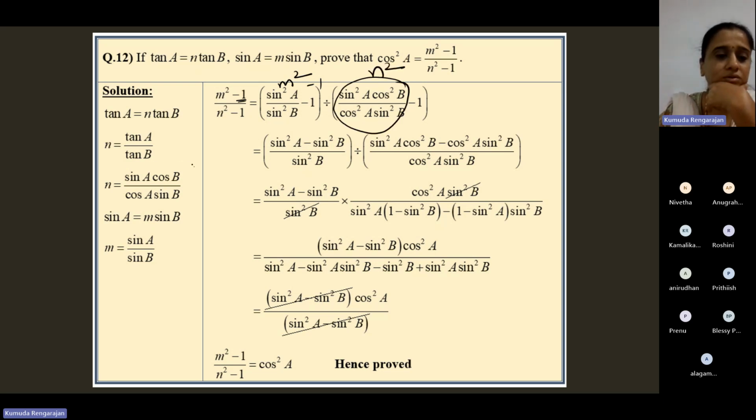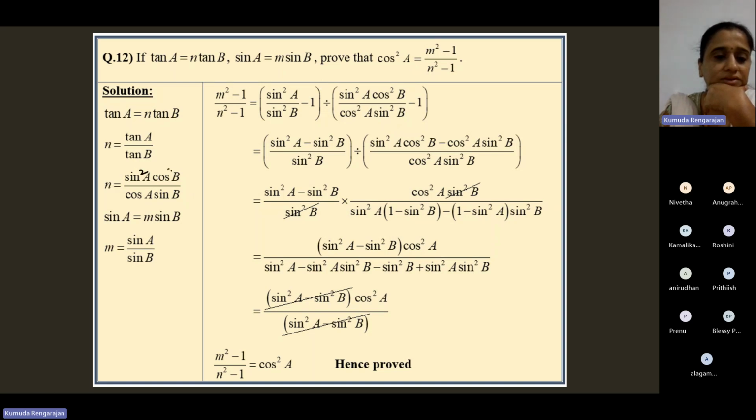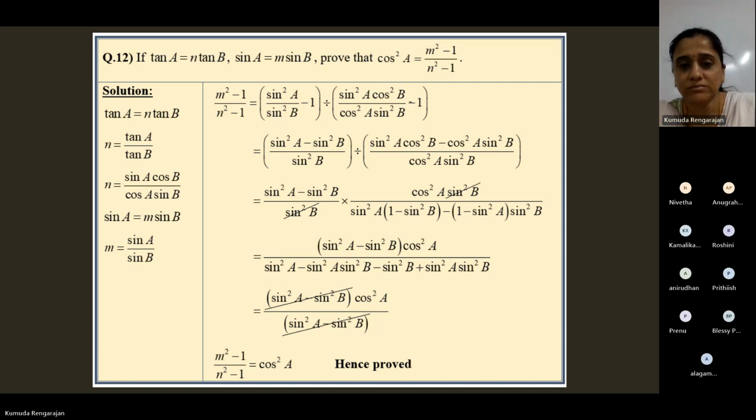Here we have n, no? This one square. So what will be n square? It will be like this. This is only n square. N square will be sine square A cos square B by cos square A sine square B, minus 1.